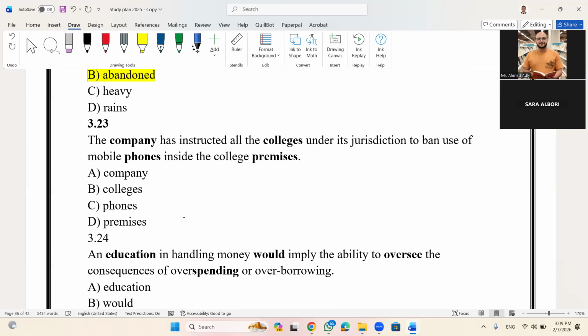The company has instructed all the colleges under its jurisdiction to ban use of mobile phones inside the college premises. So here I'm talking about a university decision, and this university has decided to ban mobile phones inside the college premises.